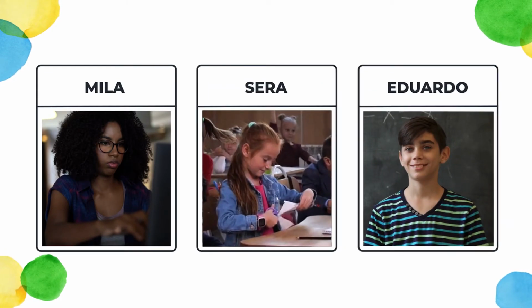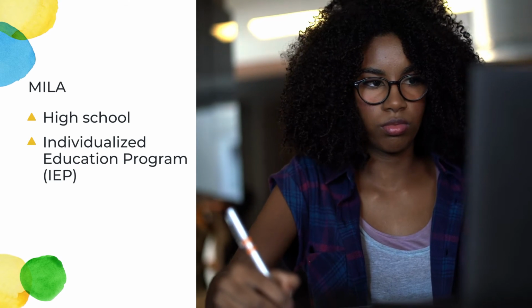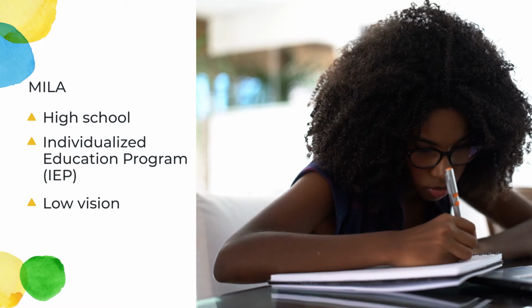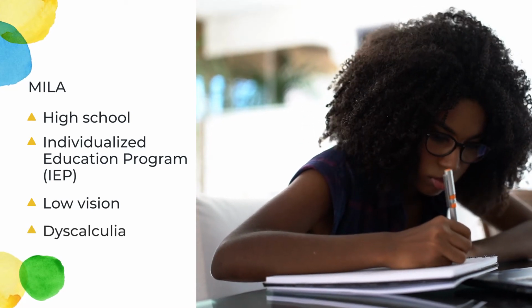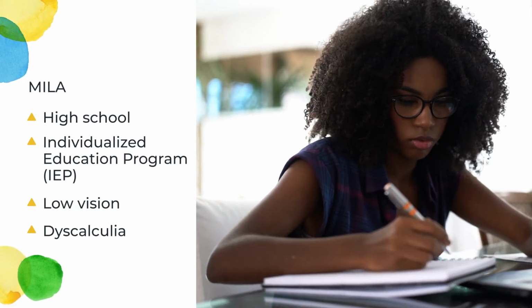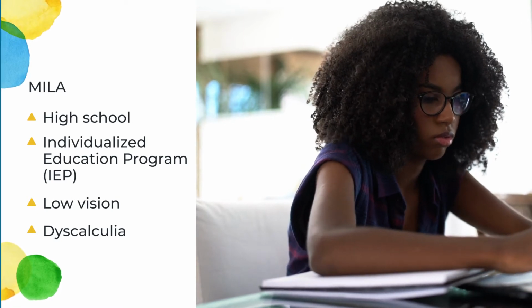Like the students in your classroom, these students have their own learning styles and preferences that require supports during instruction and on assessments to demonstrate what they know and can do. Our first student, Mila, is in high school and has an individualized education program, also known as an IEP. In addition to having low vision, Mila has dyscalculia. This is a learning disability that makes it challenging for the student to understand the meaning of numbers. Dyscalculia can be supported by resources that help her learn and perform math operations.